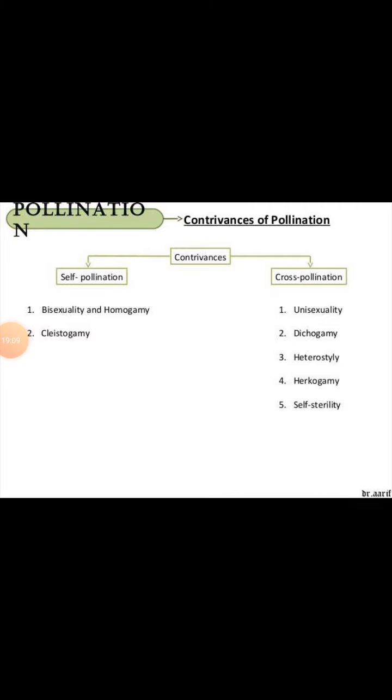The final one is a contrivance of cross pollination: self sterility or self incompatibility. In some plants, when the pollen grains of a flower reach the stigma of the same flower, they are unable to germinate or are prevented from germinating on their own stigma. For example, Abutilon indicum and Passiflora, mainly by a genetic mechanism. So these are all the contrivances of pollination, especially for cross pollination and self pollination.